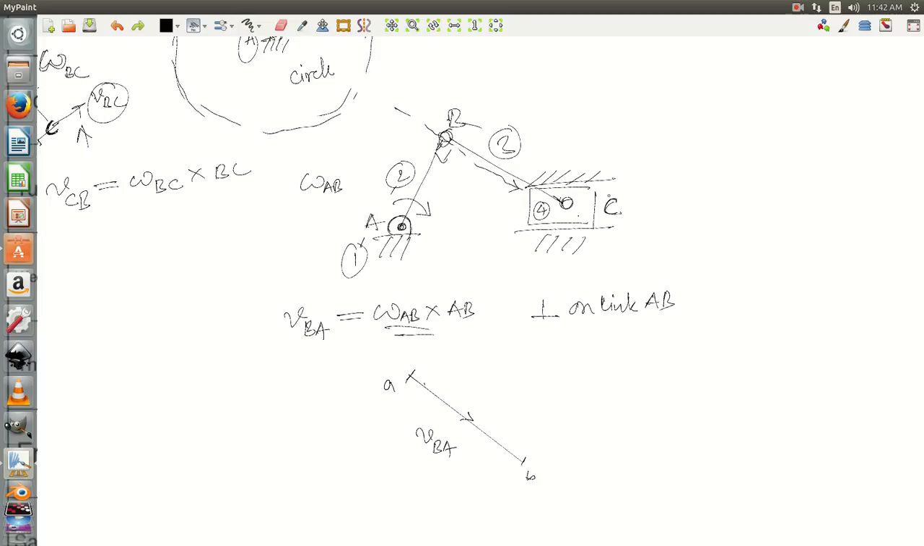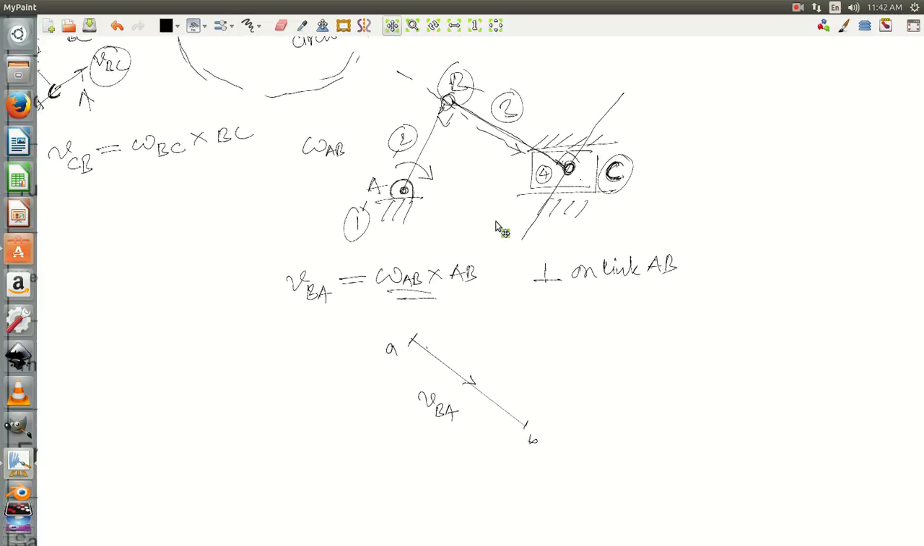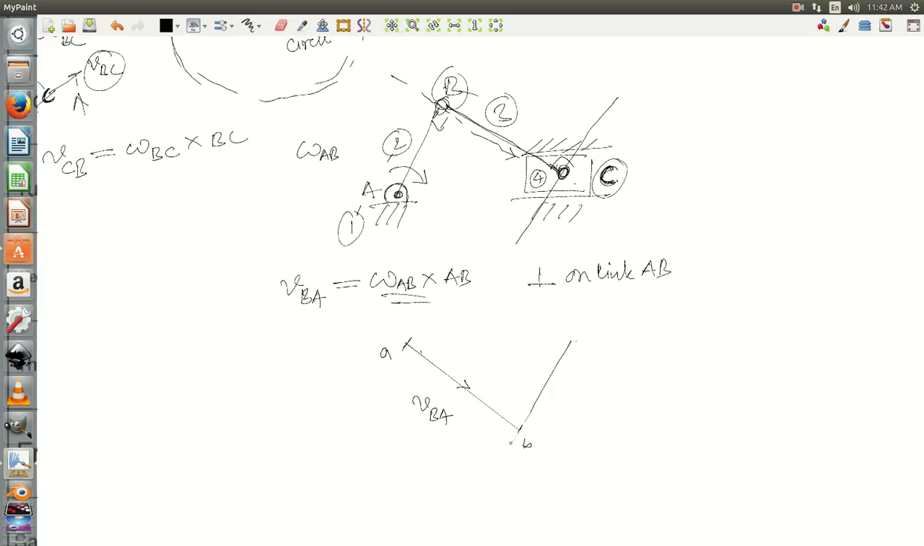Now we also know that this is link 3 or connecting rod BC. Since B and C are on the same link, the velocity of point C with respect to B will be perpendicular onto this link BC. Therefore, I draw a perpendicular like this from the point B, of course we are observing it from the point B. So the direction of the velocity of C with respect to B will be either in this direction or in this direction, right?